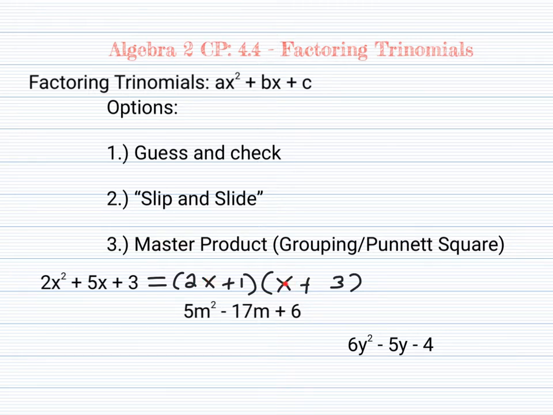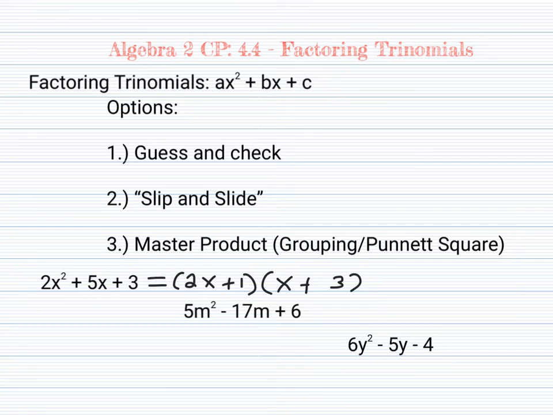2x times x is the 2x squared, 1 times 3 is the 3. That's fine. But when I do 2x times 3, that's 6x, 1 times x, that's 1x, 6x plus 1x is 7x. That doesn't match this right here. So I've done something wrong.